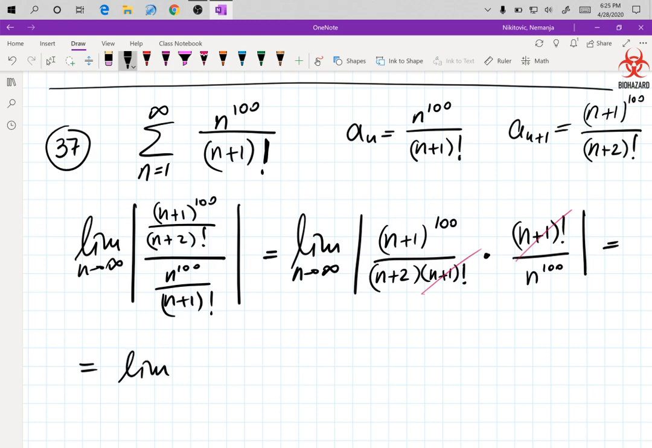limit of (n plus 100), sorry, (n plus 1) over n to the 100 times 1 over (n plus 2), as n goes to infinity.